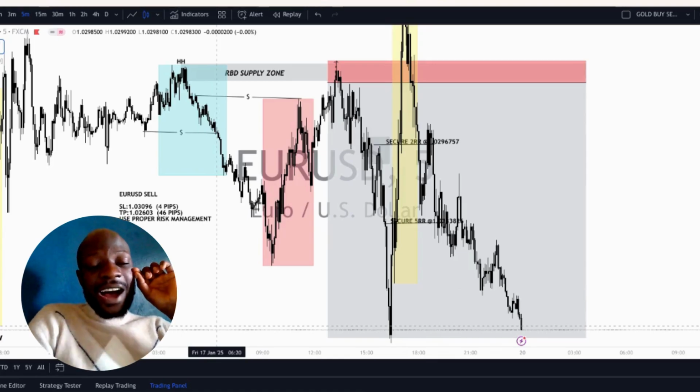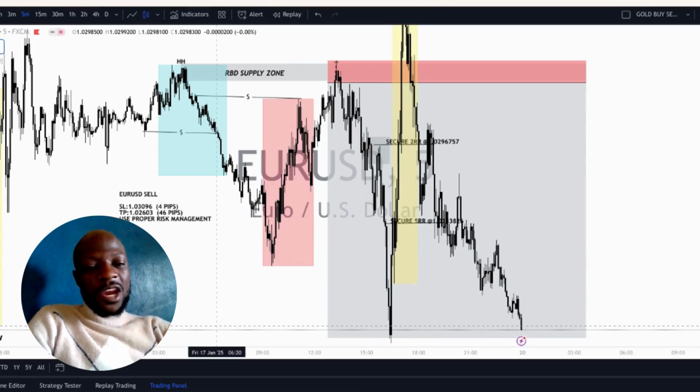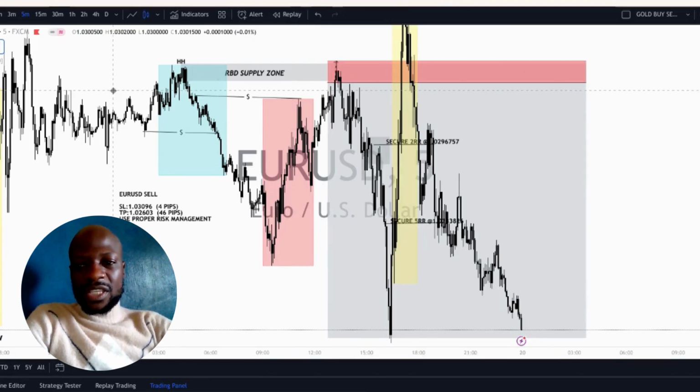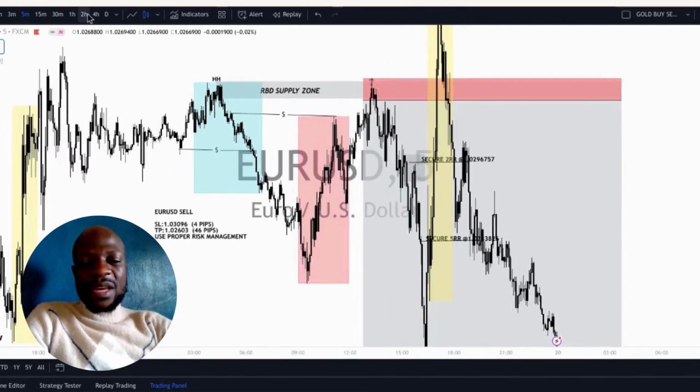That shows that you are supposed to be greedy. Once the market comes to your area, get out. So we secured about a 1 to 11 risk reward ratio on this trade and everything. Let me just show you what was happening on the higher time frame.